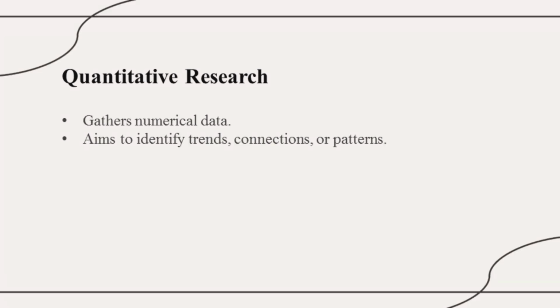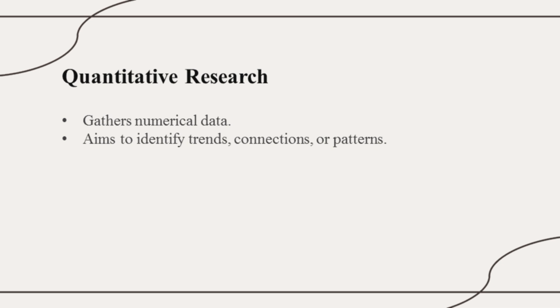Next is quantitative type of research. So quantitative, it is gathering numerical data to understand trends, connections or patterns. So statistical analysis will be done because they will be collecting numerical kinds of data. For example, data for statistical analysis.